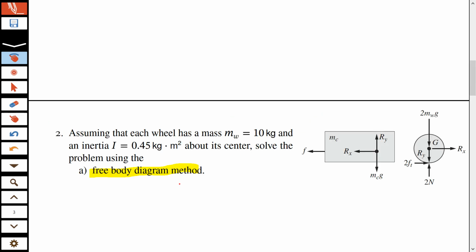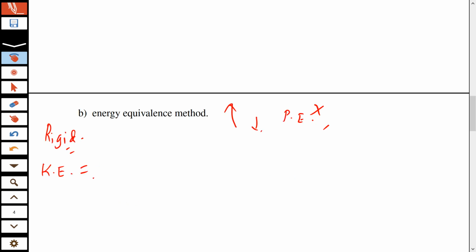So the kinetic energy of the cart, and the cart is only translating. So the kinetic energy of the cart will be, I'm just writing down here, the kinetic energy for the cart, and then I'll add the kinetic energy of the wheel plus axle.